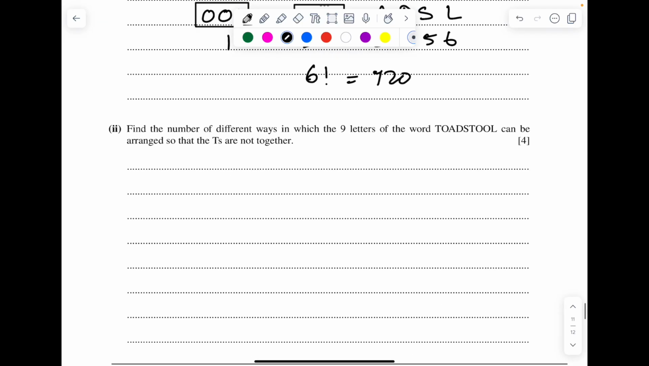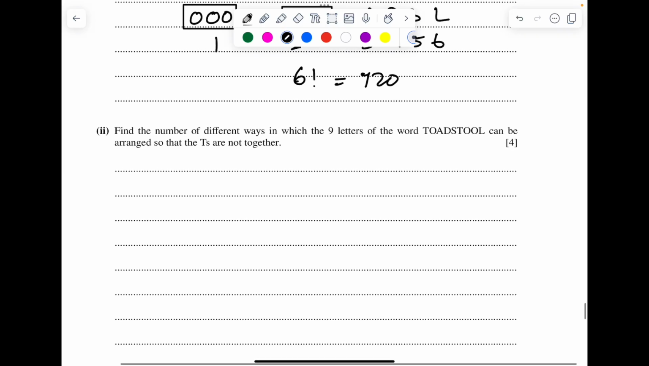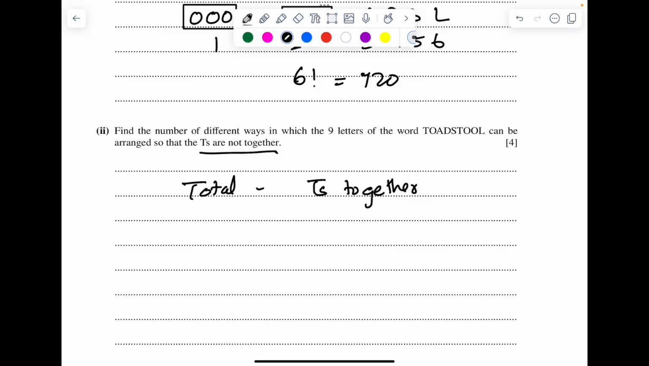Find the number of different ways in which the 9 letters of toadstool can be arranged so that T's are not together. So I am going to do total minus T's together. Total will be 9 factorial by 2 factorial, 3 factorial. This 2 factorial is for 2 T's, 3 factorial is for O's. Minus T's together.